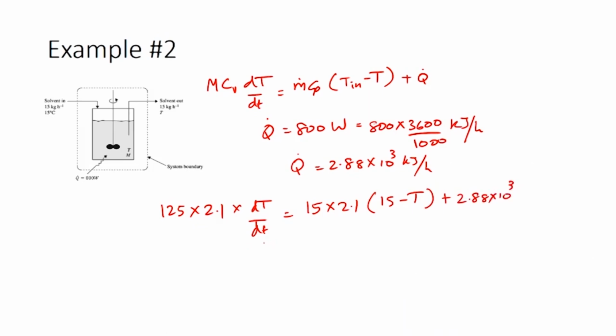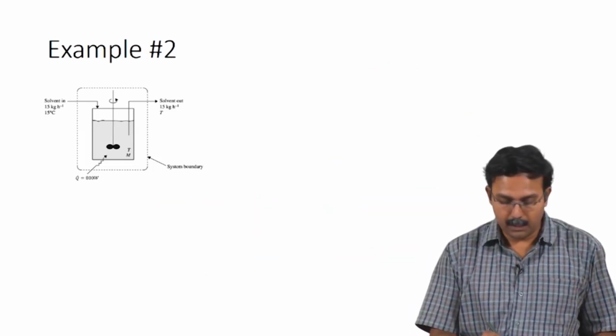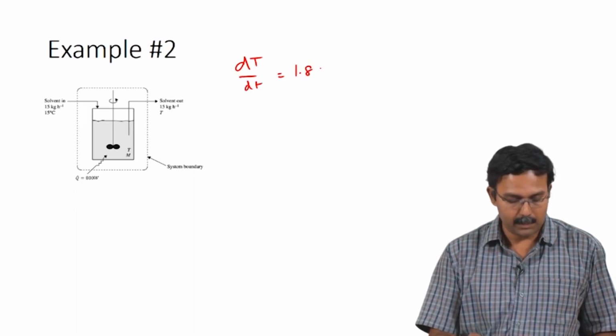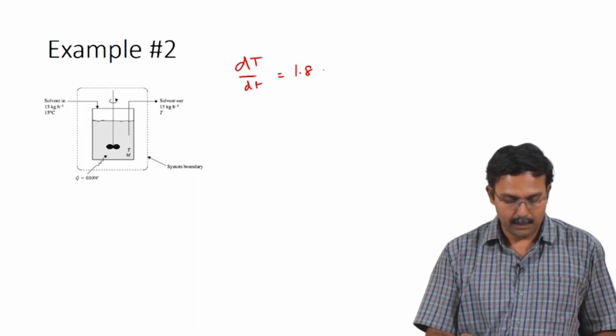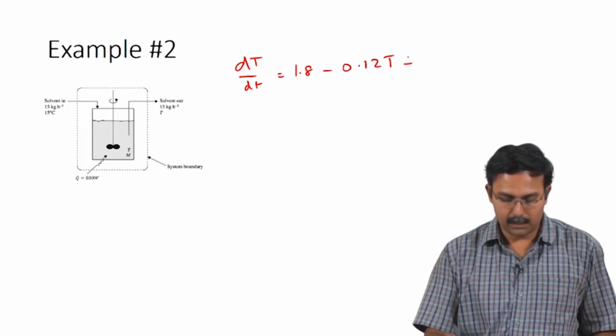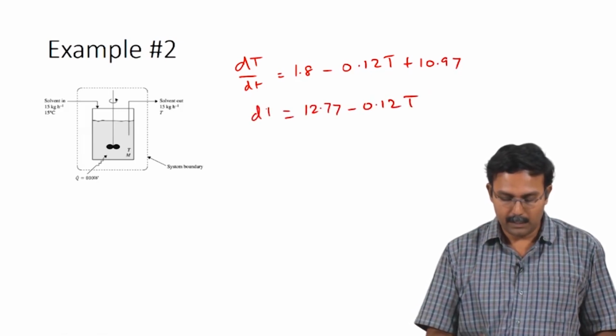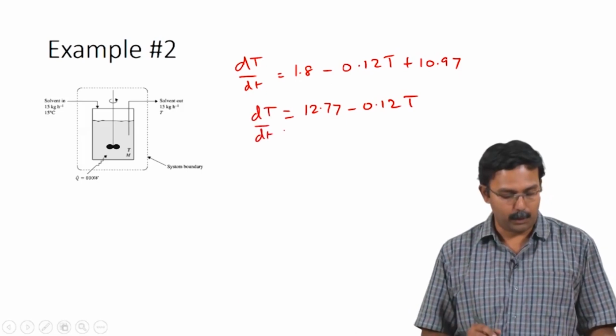So, this equation can then be simplified as 262.5 dT/dt equals 31.5 times (15 minus T) plus 2.88 times 10 power 3. So, from here you can get dT/dt equals 1.8 minus 0.12 T plus 10.97, giving you 12.77 minus 0.12 T. So, dT/dt equals 12.77 minus 0.12 T.